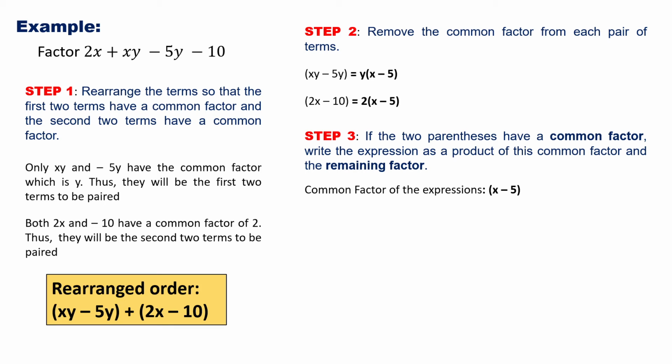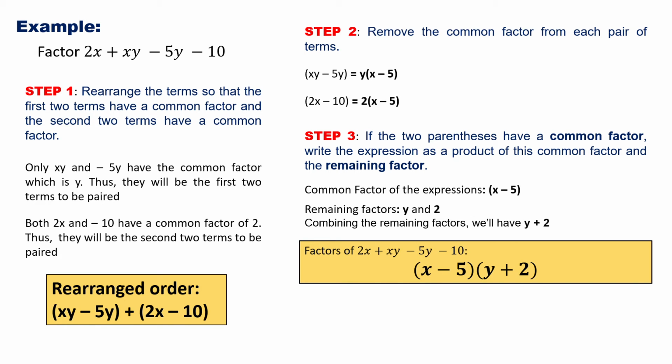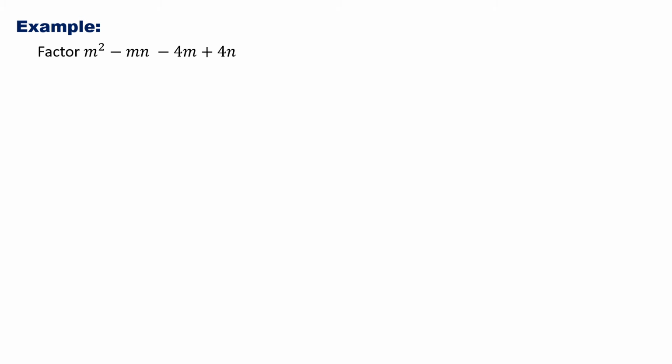Now, para makuha natin yung natitirang factor ng ating given na polynomial, ang gagawin lang natin is to combine the remaining factors. And ang remaining factors natin sa ating step 2 ay yung y and 2. So, by combining both, magiging y plus 2. And therefore, the factored form of our polynomial 2x plus xy minus 5y minus 10 is x minus 5 times y plus 2. Now, let's proceed with our second example.